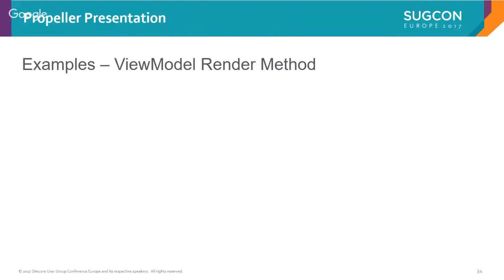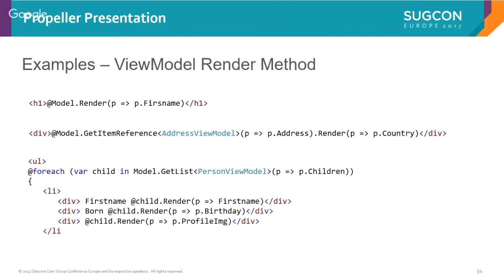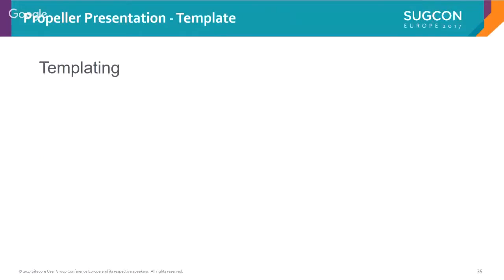How will this look? Well, we'll just say model render, and again use the expression to identify the property that we're going to render out. We can use the methods from earlier on to grab reference items, and of course, because they are view models themselves, we can call render on them, and so on. With collections, we can just grab the list, iterate over that, and again call the rendering method on those. The next thing that's very useful when we're rendering out HTML is templates.